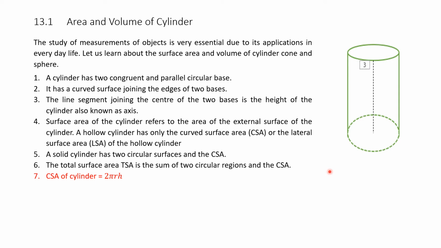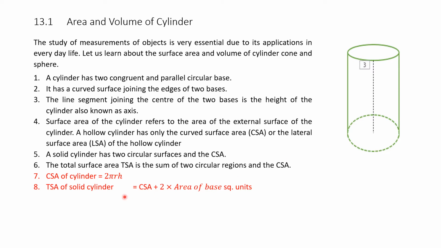Curved surface area of a cylinder is given by the formula 2 pi r h, where 2 pi is a constant, r is the radius, which is the same at the bottom as well as the top, and h is the height, shown in dotted lines. So the curved surface area of the cylinder is 2 pi r h.